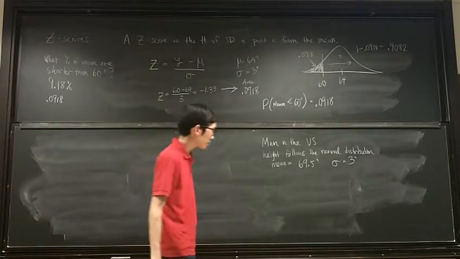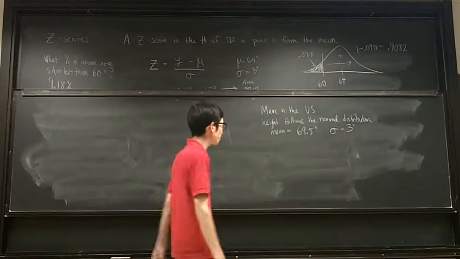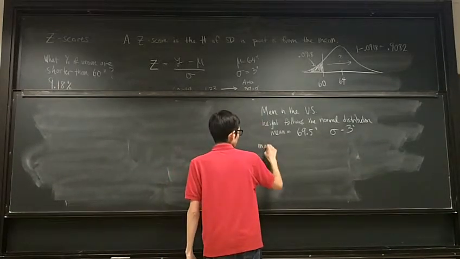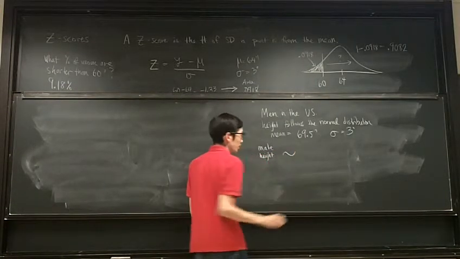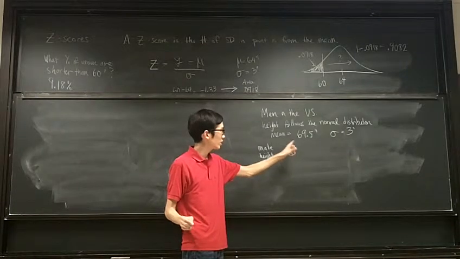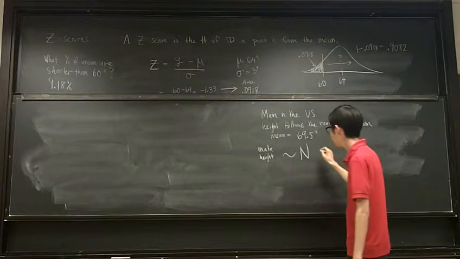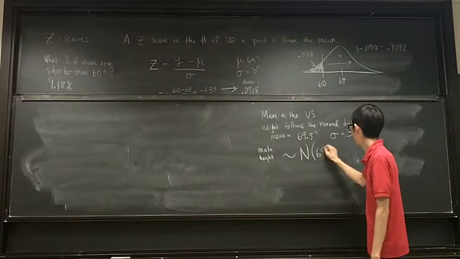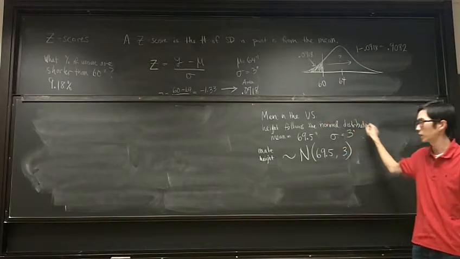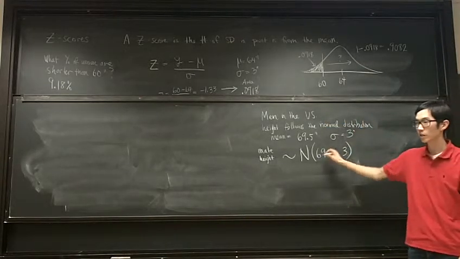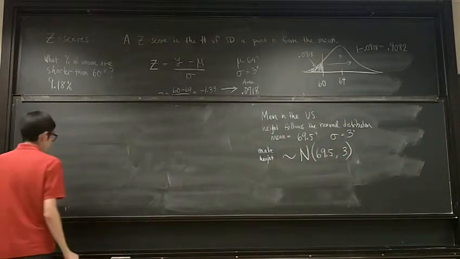Sometimes, because the normal distribution shows up so frequently, we'll have shorthand and we'll say male height. Okay. And this tilde says follows or comes from this distribution. And we write N for the normal distribution, and we write 69.5 comma 3. This is shorthand for writing all of this. So you might just see it in this form. Okay, so I'm going to ask a few questions.